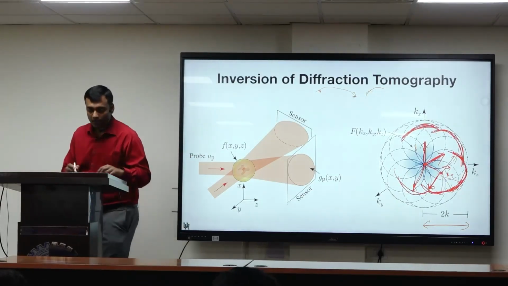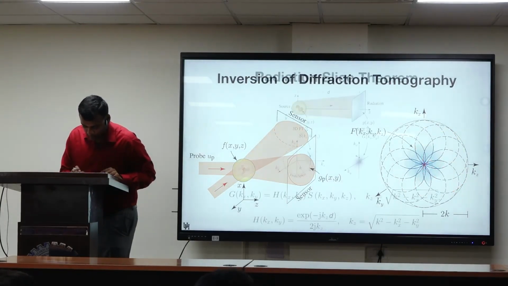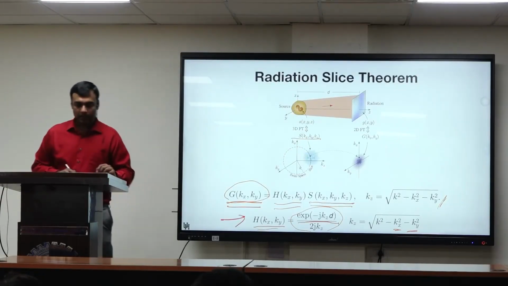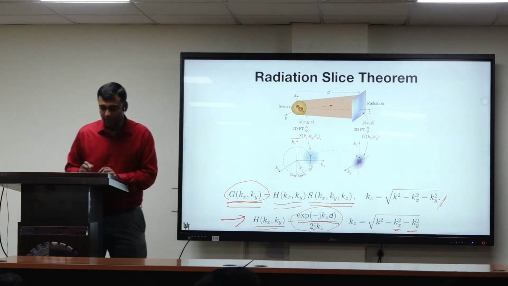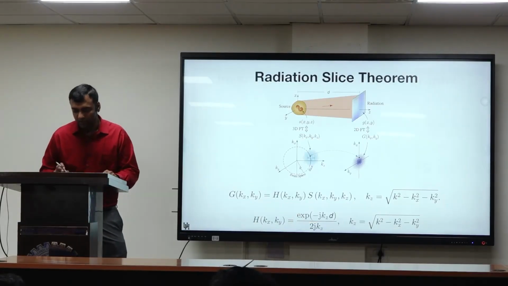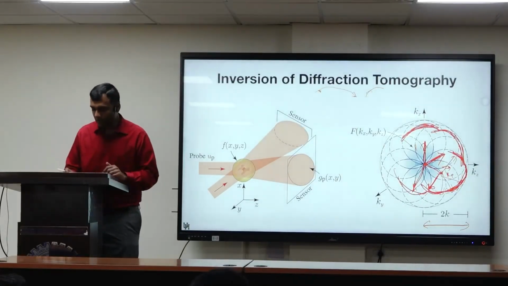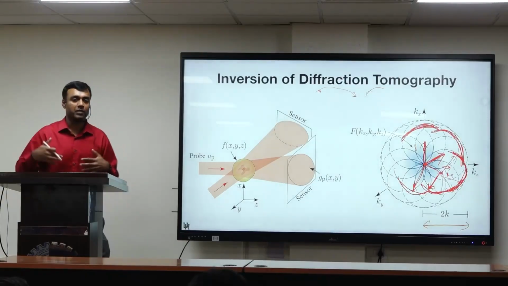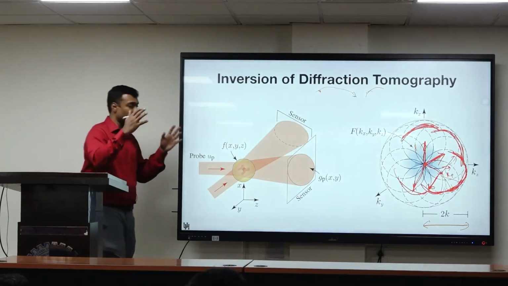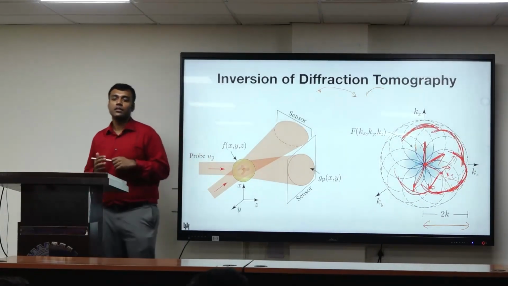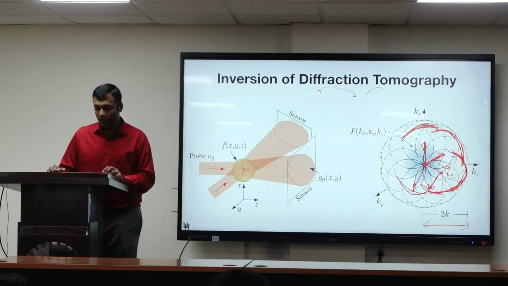So the filter in this case is e to the minus jkd by 2jk. That's the filter that you will have to use again, and that's the scaling function. Once you fill this up and multiply by this filtering function, you take the inverse Fourier transform in 3 dimensions, and you will get the overall structure of the refractive index, the structure of the object, which is the distribution of refractive index at any given location.